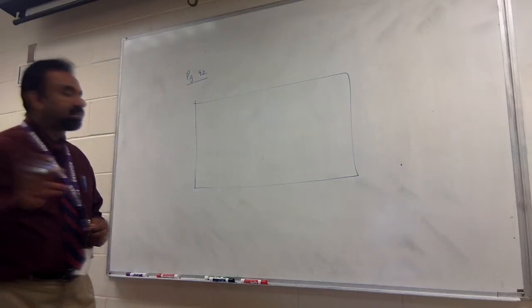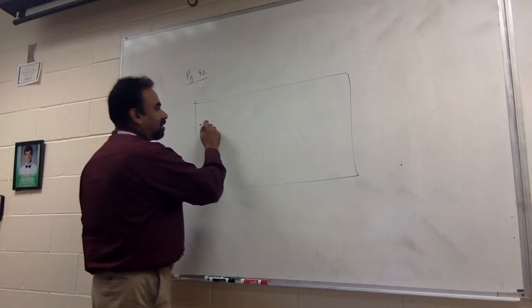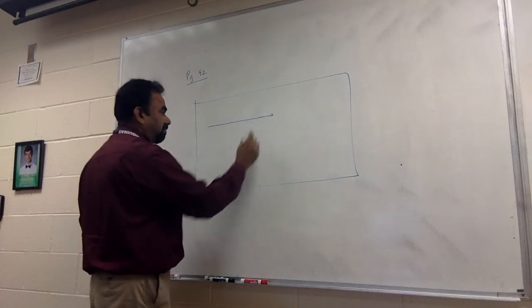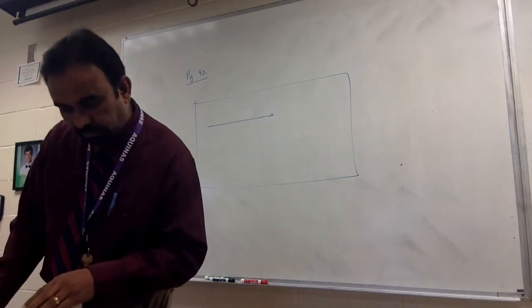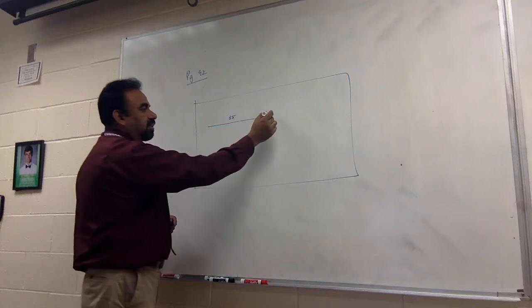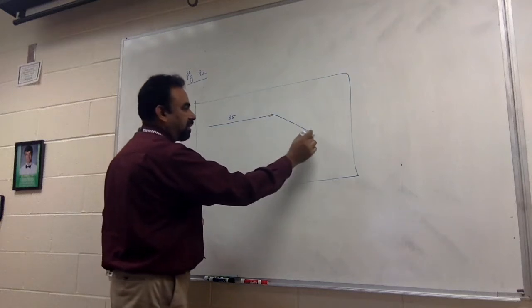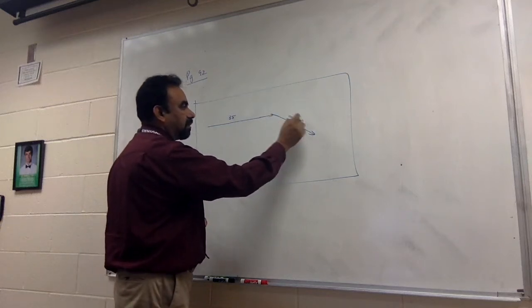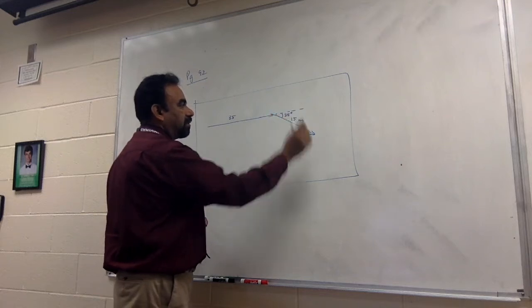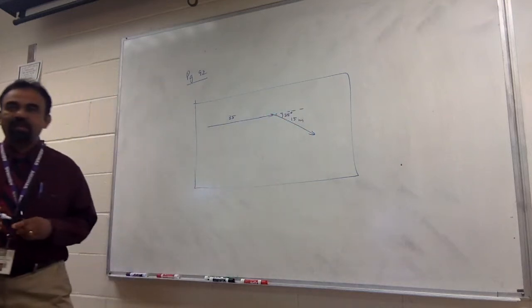In this particular problem, this is what is actually happening. He is running to the right, down the field. How far? 35 meters. And then turning gently to the right, and he's running 15 meters. And the angle over here is 25 degrees. This is what exactly is happening.